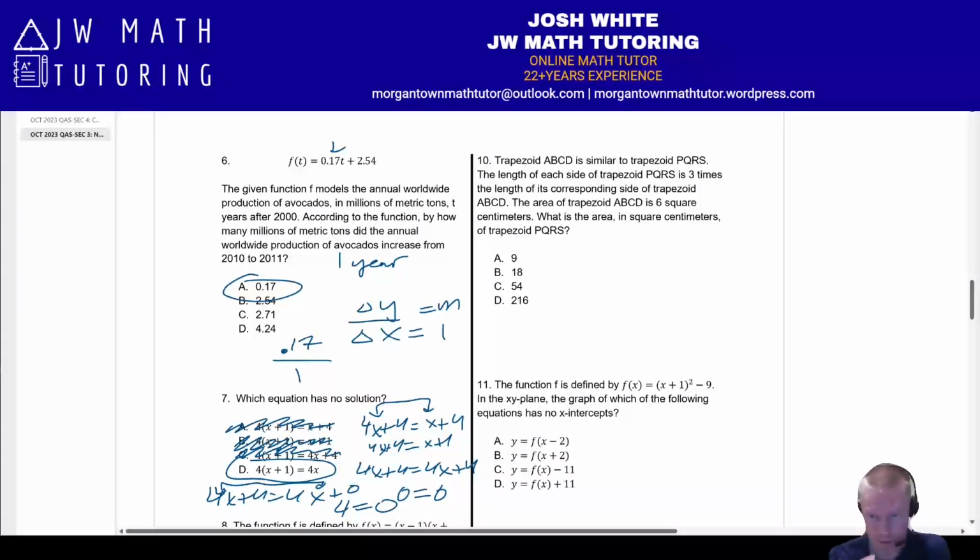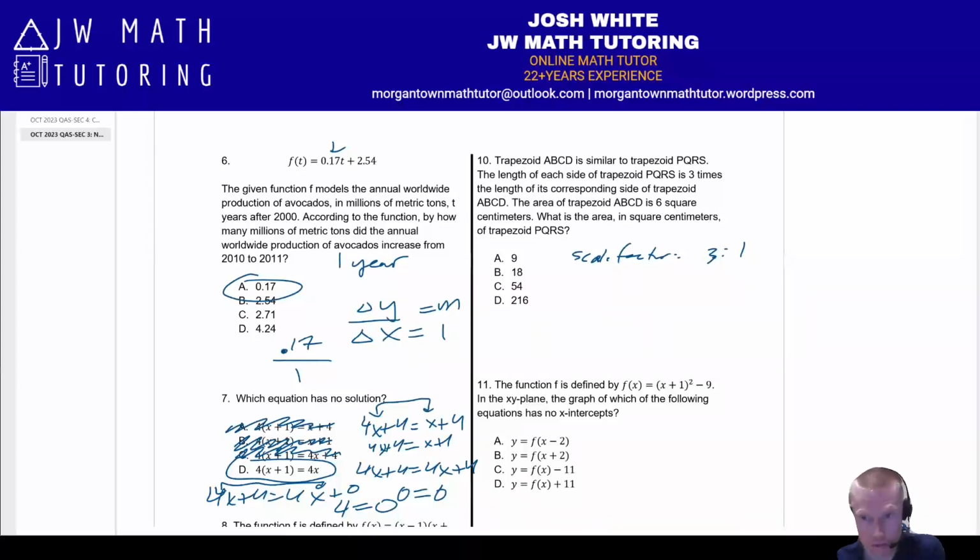For 10, we have some similar trapezoids, and basically what we have going on here is each side of PQRS is 3 times the length of ABCD. So that means the scale factor between them is basically 1 to 3, or I mean 3 to 1 if you're looking at the large to the small.